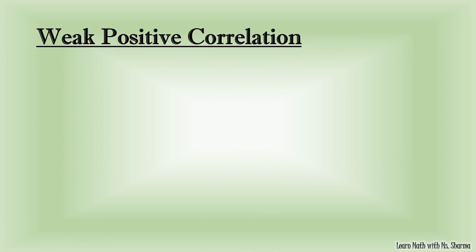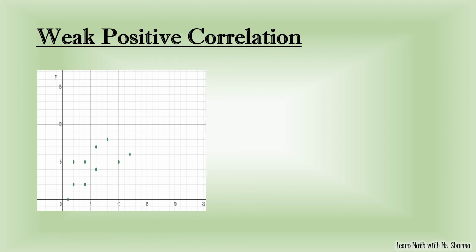Weak positive correlation. You can see it's an increasing data set, but the points are a little far apart. You can draw a best fit line with a positive slope, positive correlation, but there's very little data on the line and the data are a little far from the line.